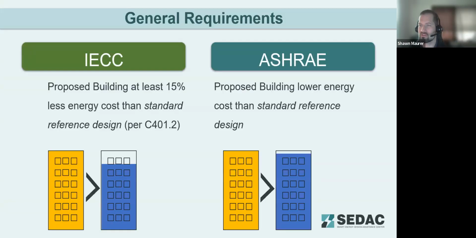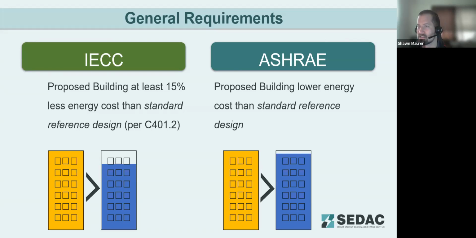All right, thank you very much, Ryan. So getting into our general requirements, by and large, the IECC and the ASHRAE performance path layouts have the same general requirements. But this is one area in particular where they do have a significant difference. For the IECC to demonstrate compliance with your performance model over the reference design, it has to have at least 15% less energy cost than that reference design. With ASHRAE, you just have to have less energy cost than your reference design. They don't have that 15% requirement.